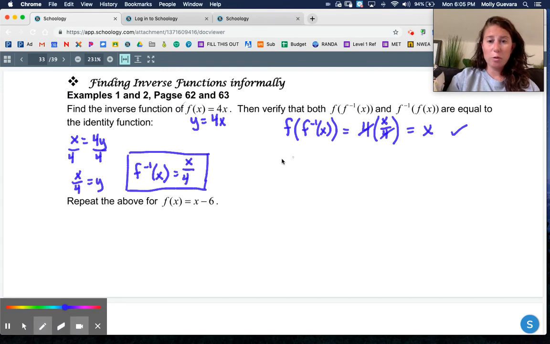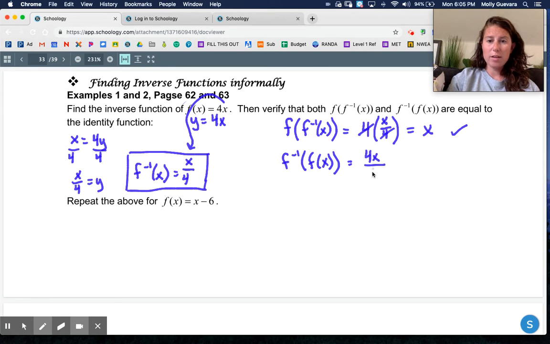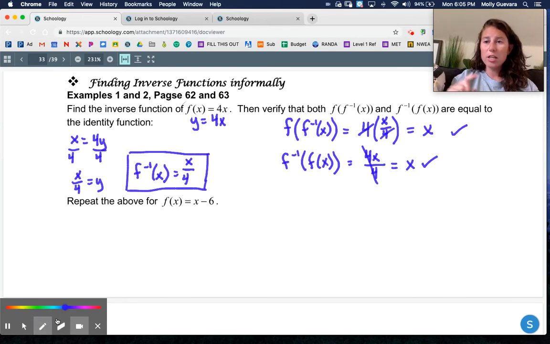But it has to go both ways. So now we're going to take the original function and plug it into the inverse. So this 4x is getting plugged in right there, which gives me 4x on top and a 4 on bottom. Again, the 4's cancel, and I just get x. Because I get x no matter what direction I plug these two functions into each other, I know that they are inverses.